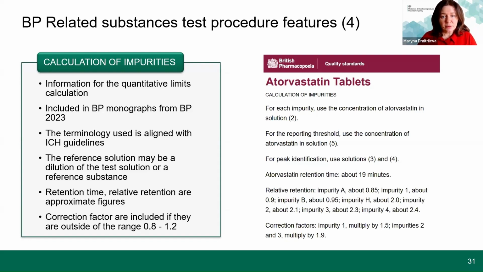The reference solution used in impurity calculation may either be a dilution of the test solution or prepared from a reference substance. It should be mentioned here that retention time and relative retention are approximate figures provided for information, and we are not expecting analysts to reproduce them accurately. In case the correction factor falls inside the range of 0.8 to 1.2, it is not included in the section. Next slide, please.